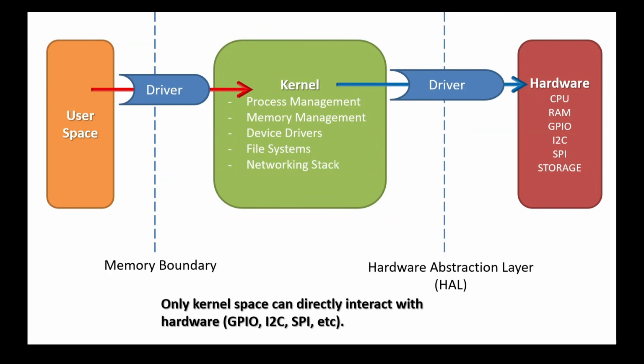This separation also makes your code portable. If you write a proper driver, the same code will work on a Raspberry Pi 4, a Pi 5, or even a different ARM board, even if the hardware changed a bit underneath, because the kernel and the driver hide those details. That's why, before we start writing any driver, it's really useful to have this picture clear in your head. Hardware layer at the bottom, kernel space lives in the middle, and user space lives at the top.